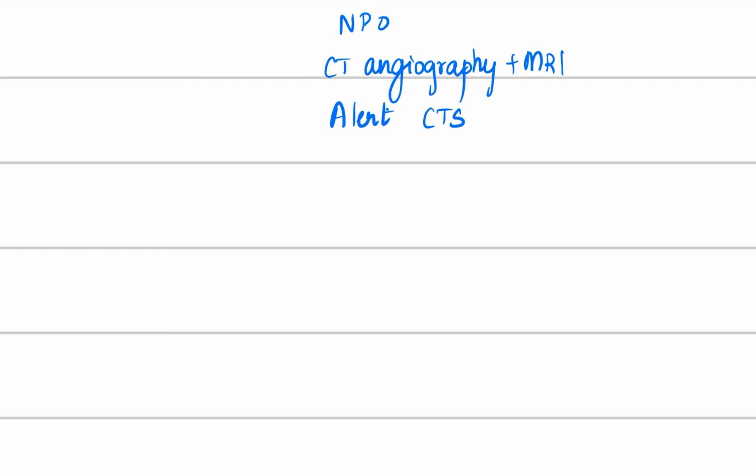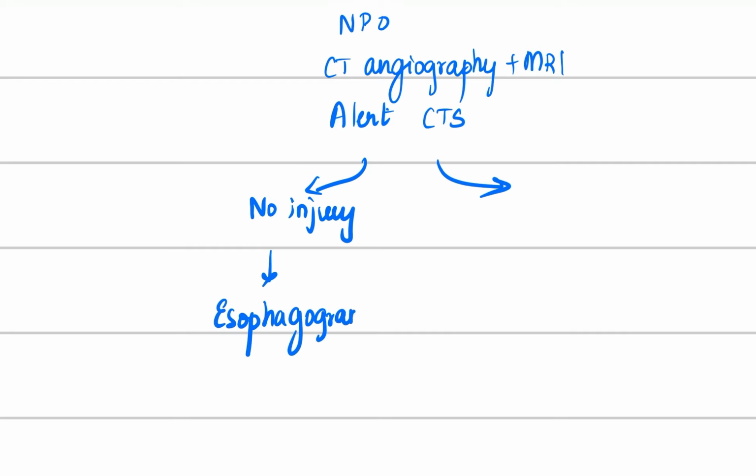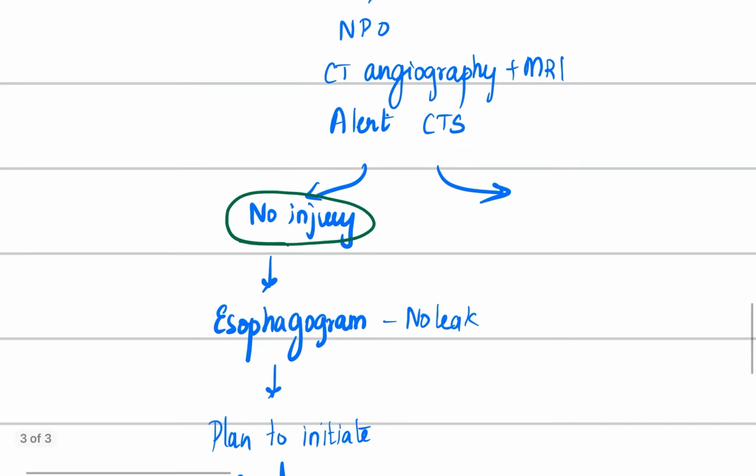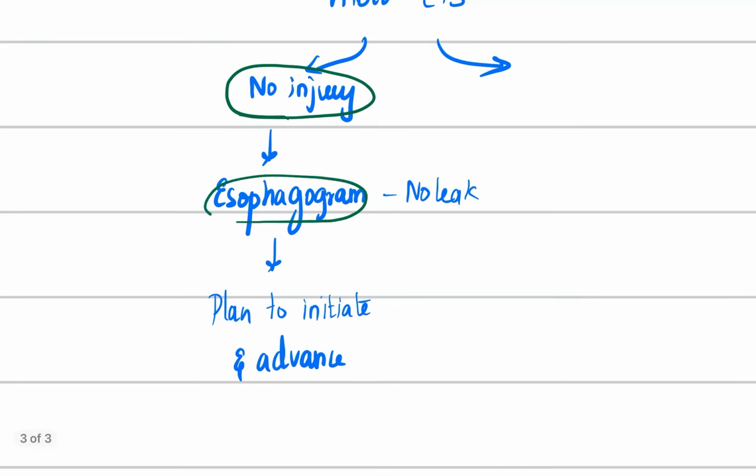So you do this CT angiography and MRI and you see that there is no injury and it's not very close to aorta. So in that case, you do an esophagogram to make sure there is no leak. Only if there is no leak, you will plan to initiate an advanced diet. You have to start some food. No patient is NPO, correct? So this is how you proceed in a patient who is not having an injury while you check through CT angiography and MRI, not having a problem in esophagogram, there's no leak.